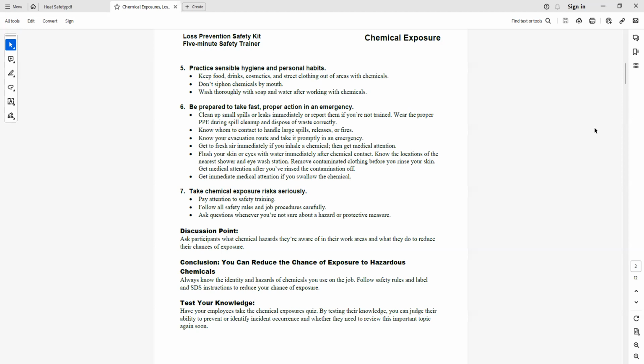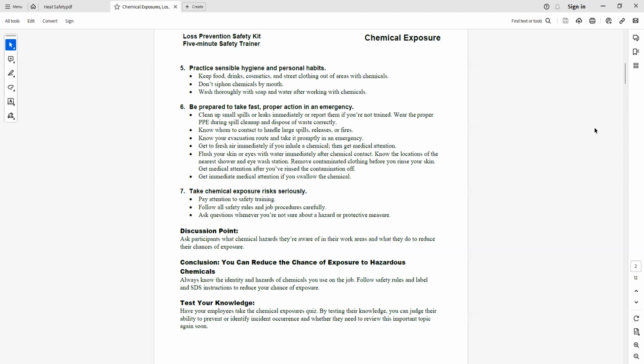Number 7, take chemical exposure risks seriously. Pay attention to safety training, follow all safety rules and job procedures carefully, and ask questions when you're not sure about a hazard or protective measure. Discussion point.